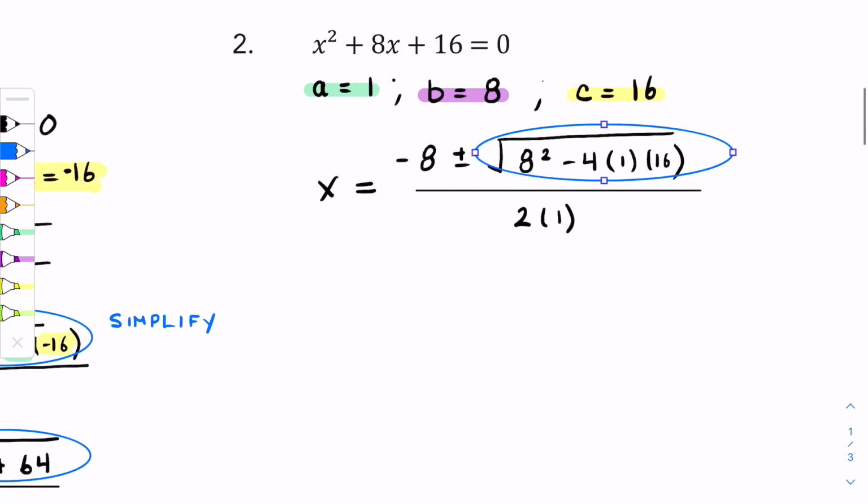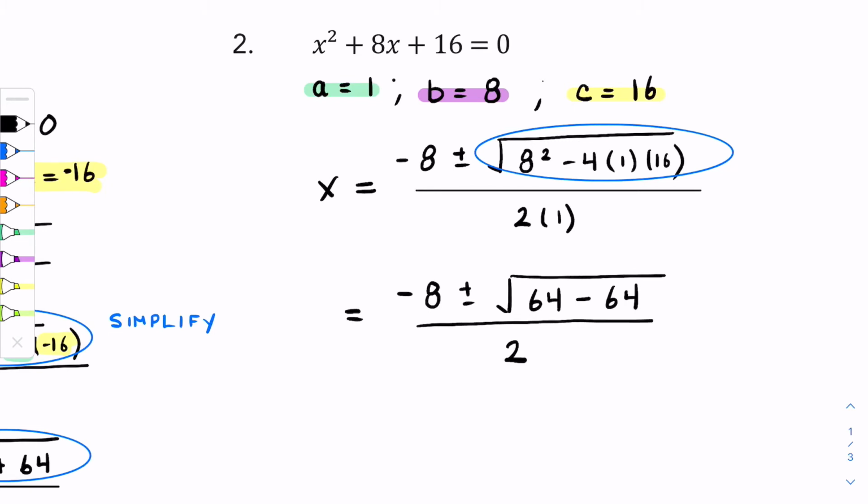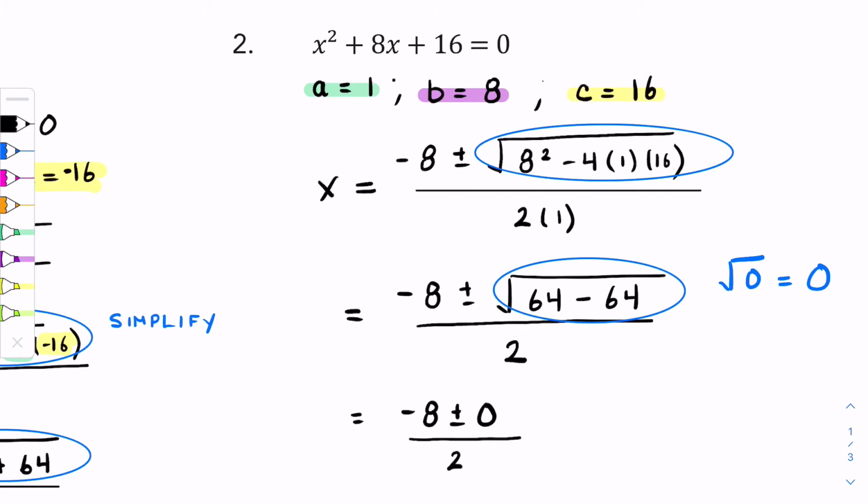In the numerator, we have our square root to simplify. Negative 8 plus or minus the square root of 64 minus 64 divided by 2. 64 minus 64 simplifies to the square root of 0. The square root of 0 is 0. So we end up with a numerator of negative 8 plus or minus 0 divided by 2.